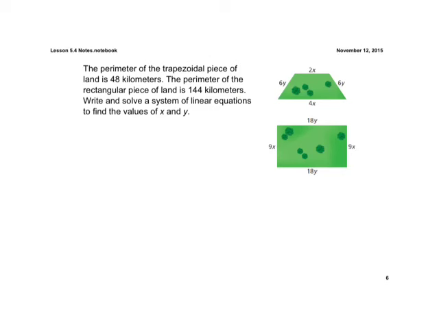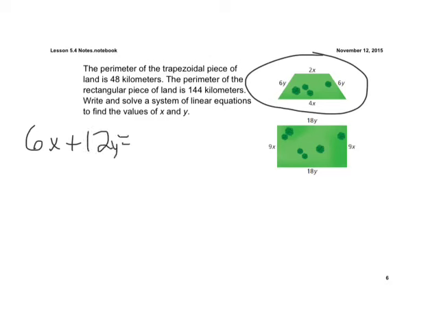Okay, last example here. A little word problem, application problem. We think of the perimeter of a trapezoidal piece of land. The perimeter of this trapezoid, the top picture here, is 48 kilometers. The perimeter of a rectangular piece of land is 144 kilometers. We need to write and solve a system of linear equations to find x and y. So let's focus on our trapezoid here. We're working with perimeter, so that means we need to add up all of our sides. If we have 2x and a 4x, well, 2x plus 4x is 6x. If we add up our y's, 6y and 6y, we get a 12y. And we know that is equal to 48 kilometers, the perimeter of that trapezoid.